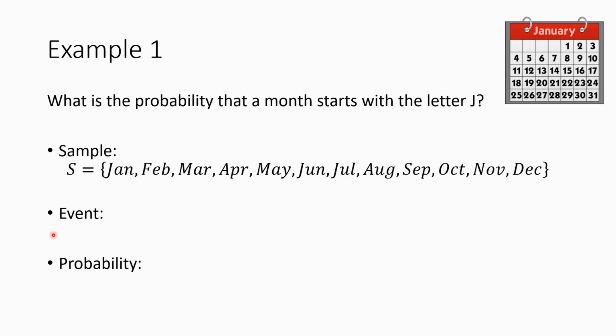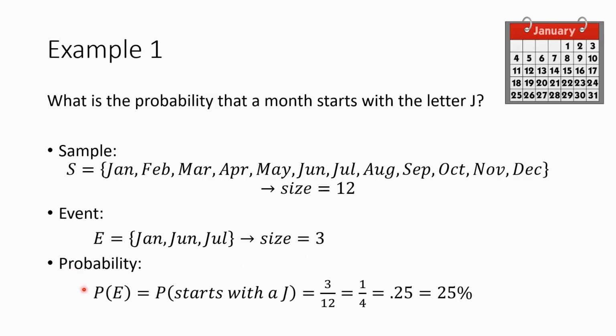Next, the specific event that we're interested in, we need to identify that event, is months that start with the letter J. All possible outcomes are January, June, and July. So there's 3 possible months that start with J. Therefore, the probability is, we just plug it right into that formula, the probability of our event, which means the probability that a month starts with the letter J, is 3 possible outcomes out of 12 outcomes in all, or 1/4.